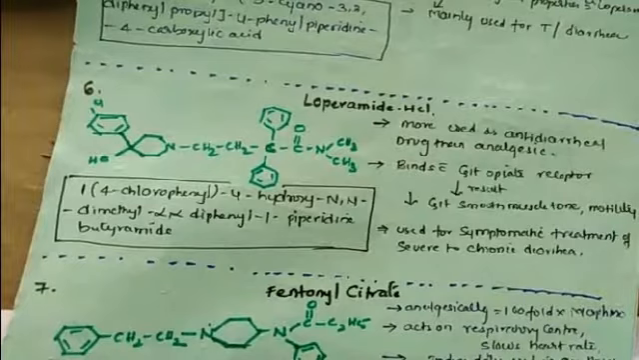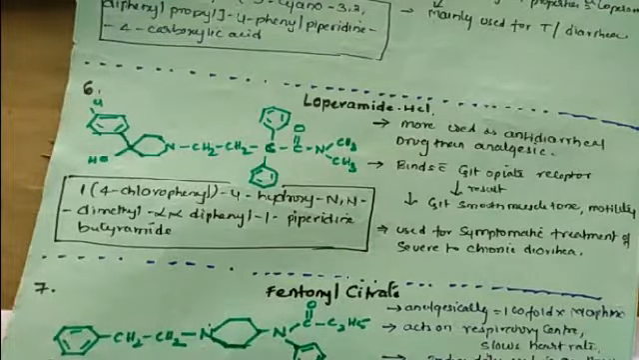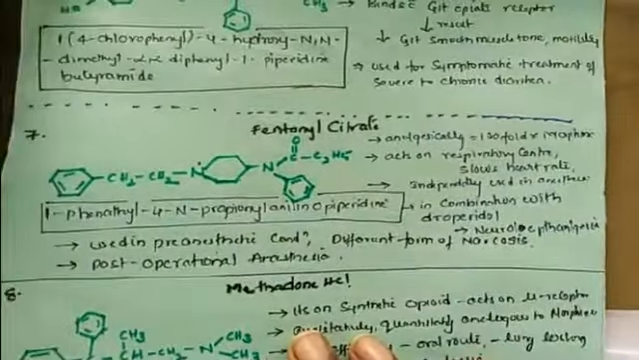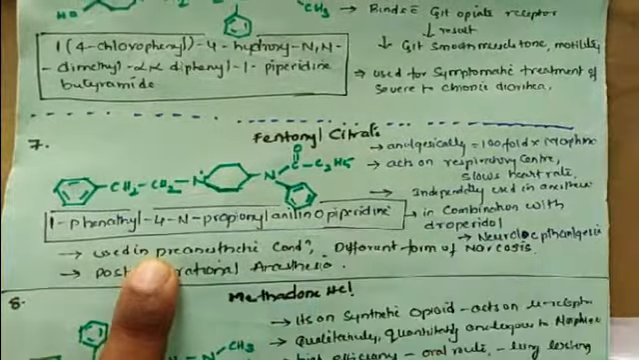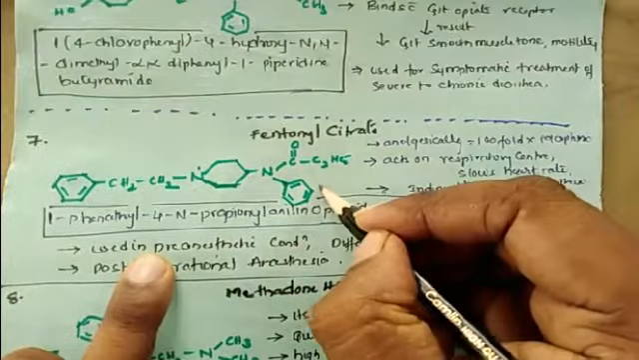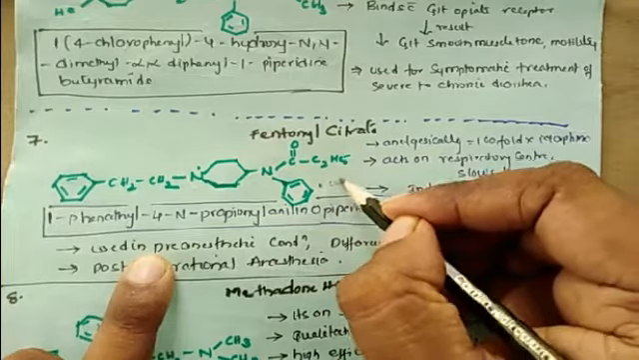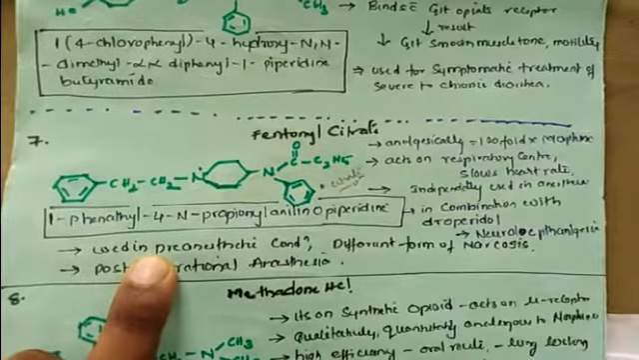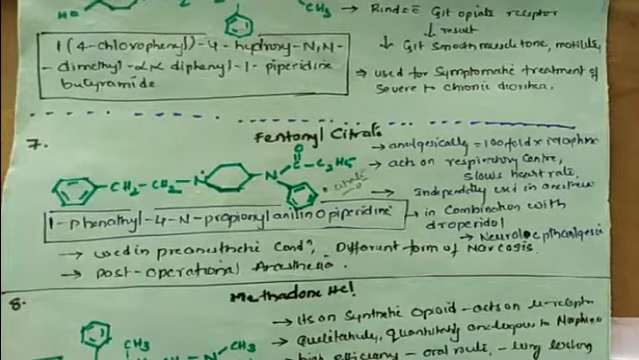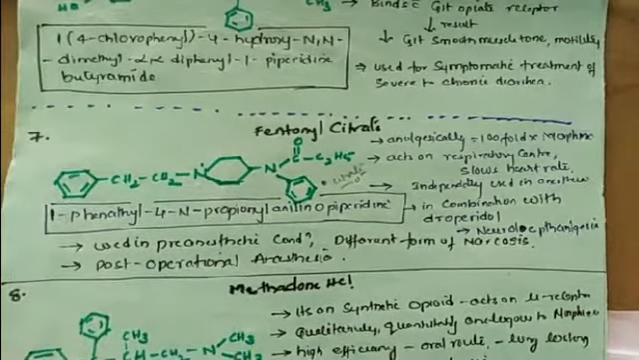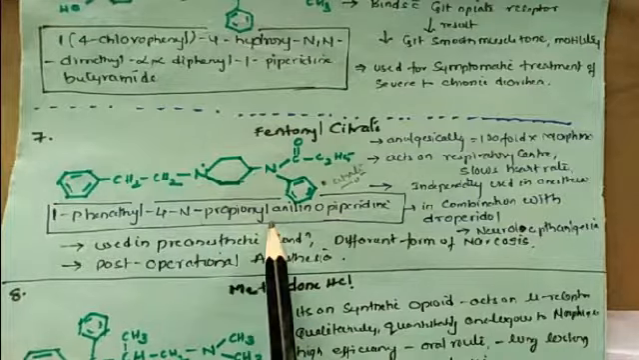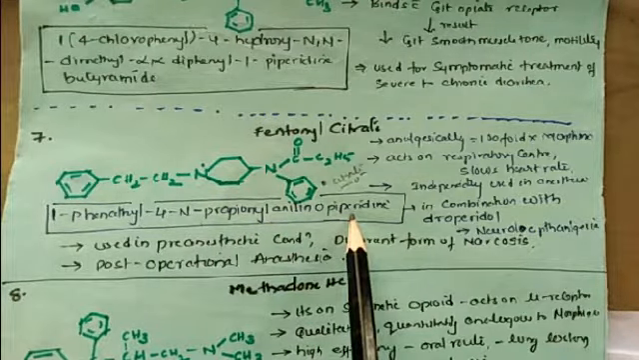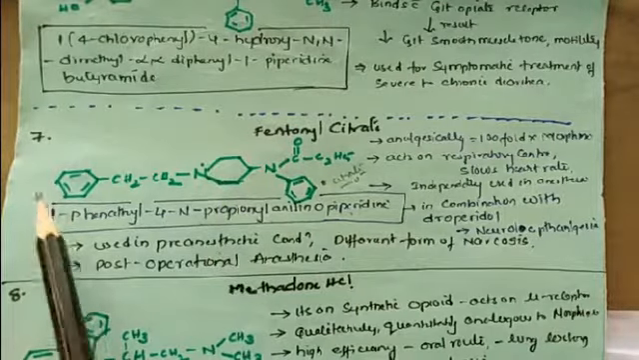This is about diphenoxylate and loperamide. Coming to the next drug, fentanyl citrate. This is about the structure of fentanyl citrate. You have to add a citrate molecule here. Whenever you go for synthesis, we can write the full structure of fentanyl citrate. Coming to the structure: 1-phenethyl-4-N-propionanilido piperidine. This is about the structure of fentanyl citrate.